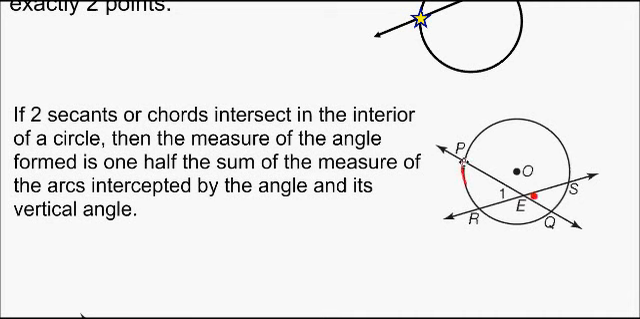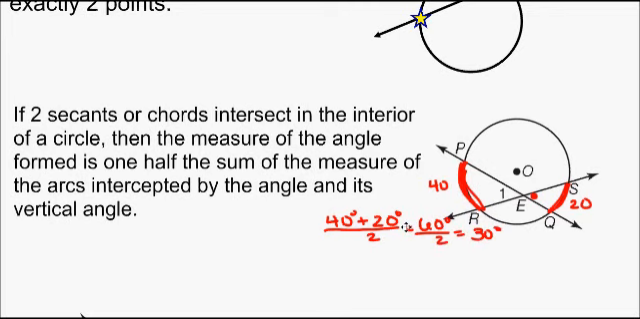So this is saying angle 1 is equal to the measure of arc PR plus the measure of arc SQ divided by 2. So is its vertical angle, since those are equal. So if I know, for instance, that PR is 40 and SQ is 20, then angle 1 is going to be 40 plus 20, this is degrees, divided by 2. So that's 60 degrees over 2. So angle 1 is 30 degrees. Okay?